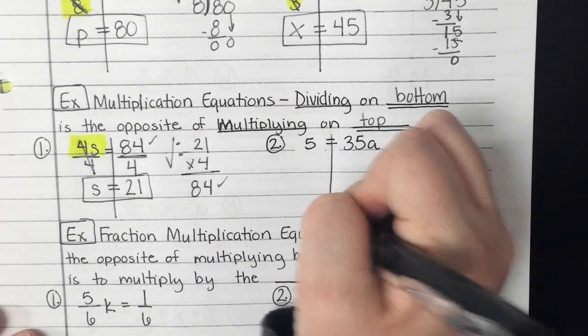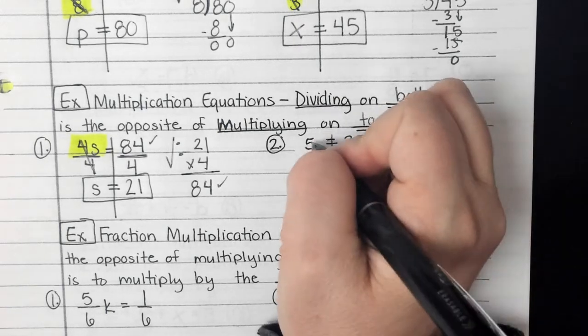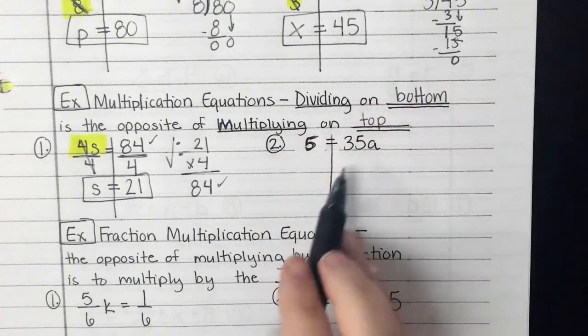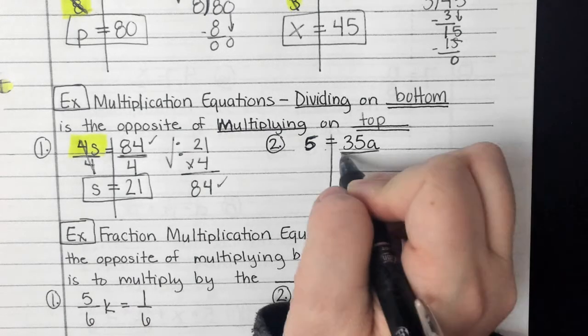Number 2. What type of problem is number 2? Multiplication. Cade, how do I know it's multiplication? Because the number's right by the variable. The number's right by the variable. And by the way, this is a 5 here, okay? So the number's right by the variable, so it's multiplication. What's the opposite of multiplying? Dividing. So let's go ahead and draw our division bar.